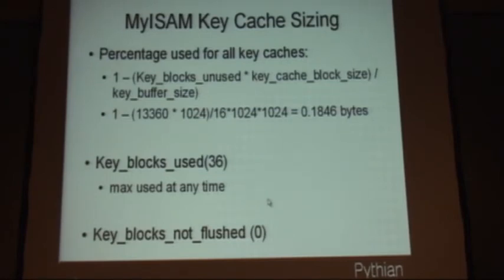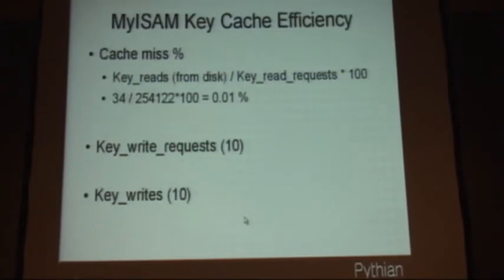Oh, I think it's just called flush. So if you have index blocks that aren't flushed to the disk yet, they're not synced yet, they will appear in the status variable. MyISAM key cache efficiency. So you can have how much is used. You can also have how efficient is it.